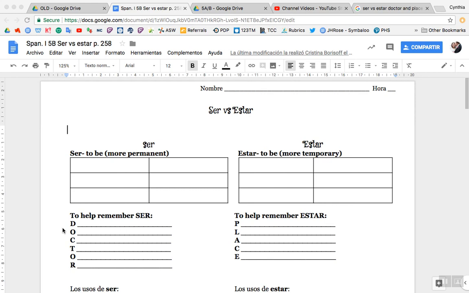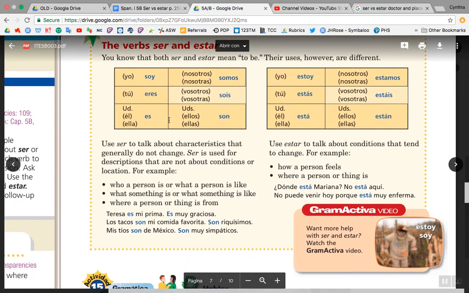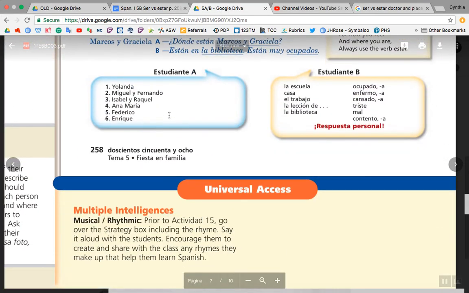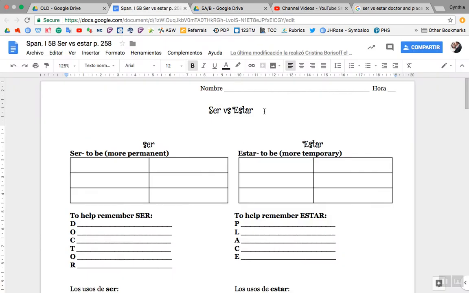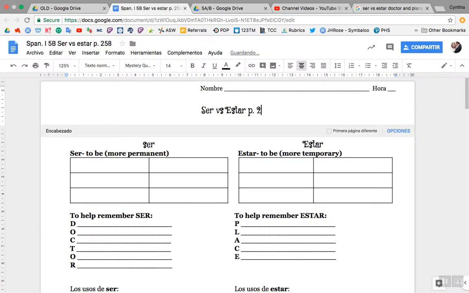All right, we're going to talk about ser versus estar. If you are looking in the textbook, we're in the Purple Spanish 1 textbook on page 258.